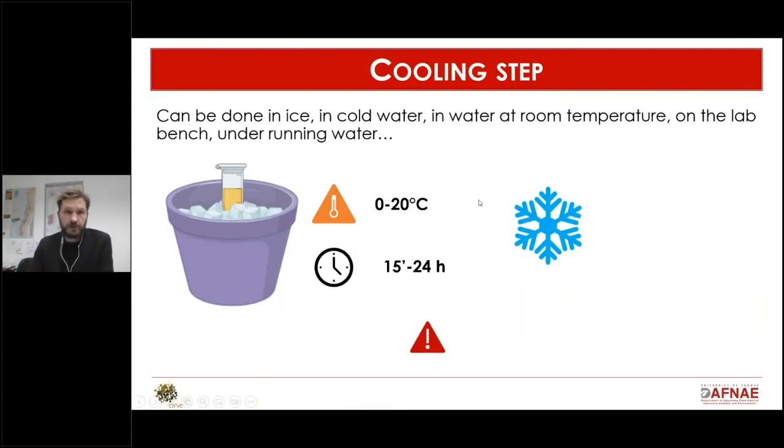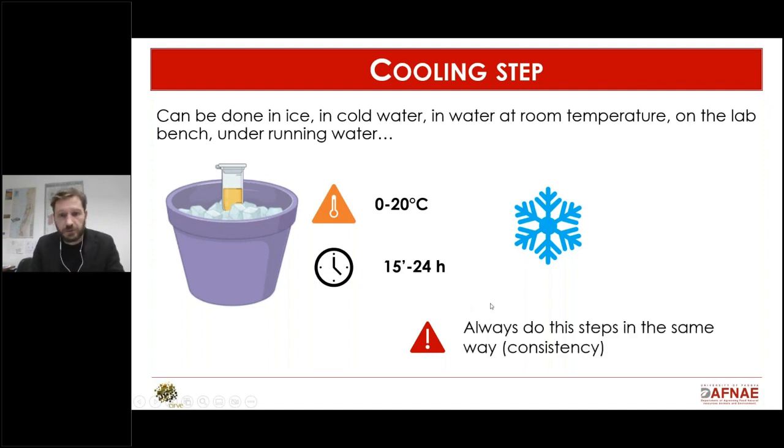After the heating step has happened, there's a cooling step. This can be done in ice at 0 degrees, under cold water, at room temperature on the lab bench, under running water. So there are, again, different ways of doing it for different lengths of time. The important thing is that the cooling is required because this is when the aggregation of the proteins takes place. So the native proteins stick together and form bigger particles. That then is the turbidity that you're going to measure with the nephelometer. So this step also needs to be done always in the same way for consistency. Okay.